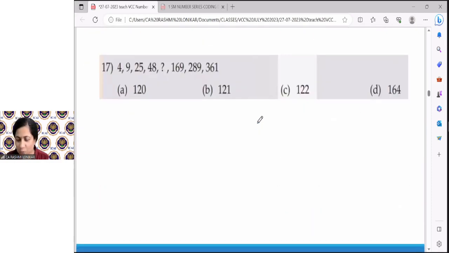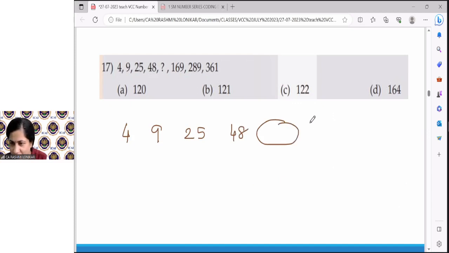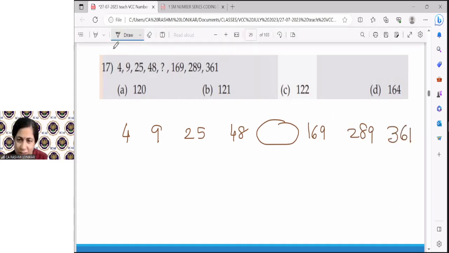Now let us go to question number 17 and then we will take a break after that. One or two more sums because we started late. So we are taking the break late. Okay. 4, 9, 25, 48, 169, 289 and 361.